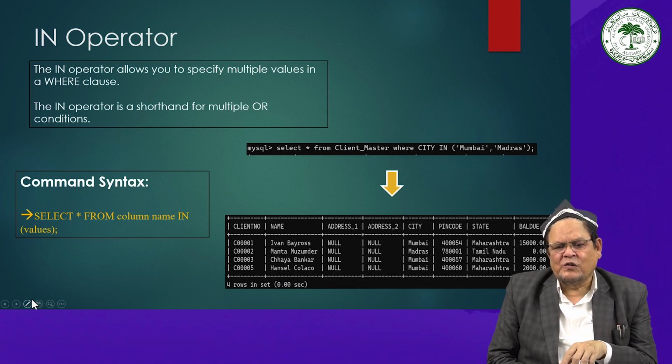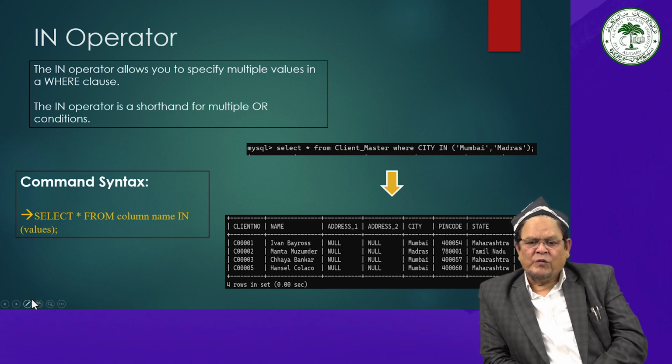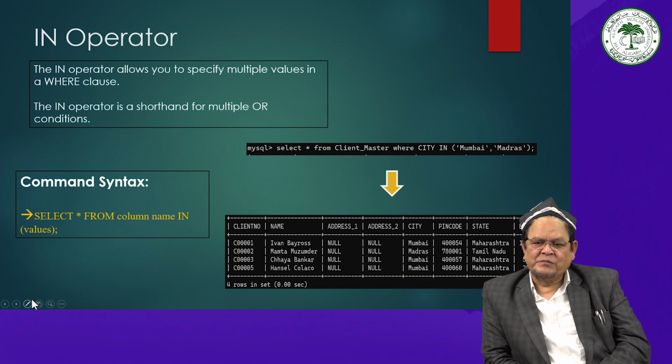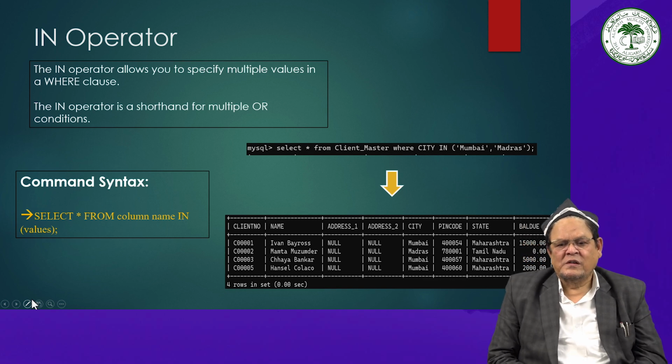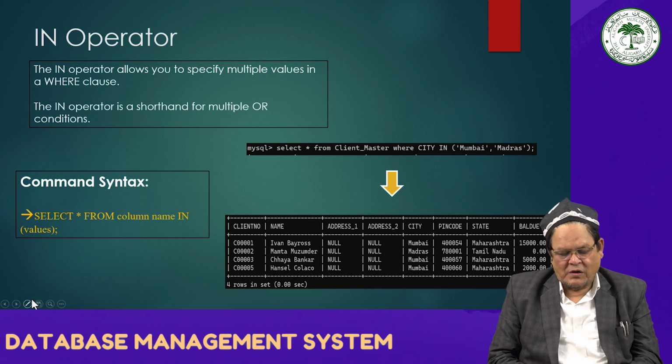When you press, it will show the records of Bombay and Madras only, who belong to the city Bombay and Madras, and discard the other city names. So with the IN operator, here there are 4 cities. It contains Mumbai, Madras, Bombay and Madras.